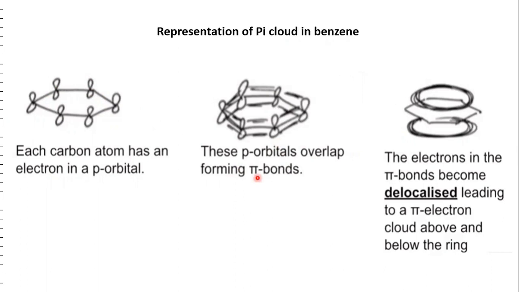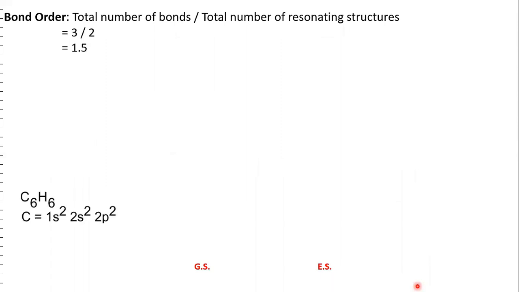These pi orbitals overlap forming pi bonds. So all these pi orbitals of every carbon atom overlap with each other at the top position of the carbon-to-carbon sigma bonds and at the bottom position of the carbon-to-carbon sigma bonds. So this is termed the pi cloud of the benzene ring. The electrons in the pi bonds become delocalized, leading to a pi electron cloud above and below the ring. So this is the pi cloud which is present due to pi electrons which are present in the benzene structure.